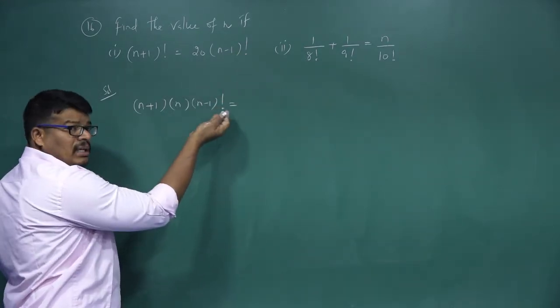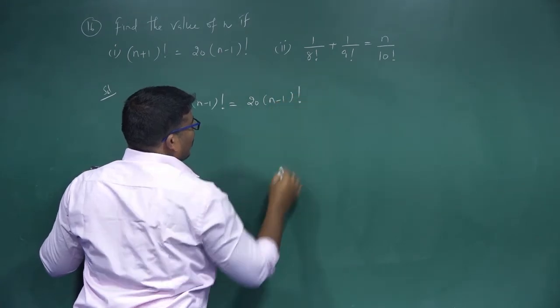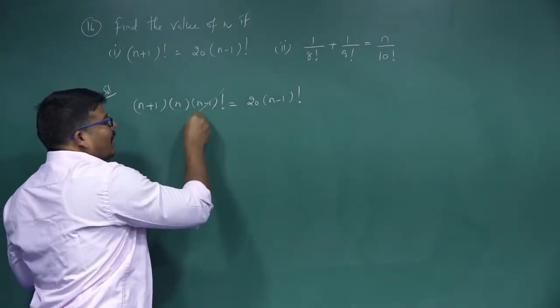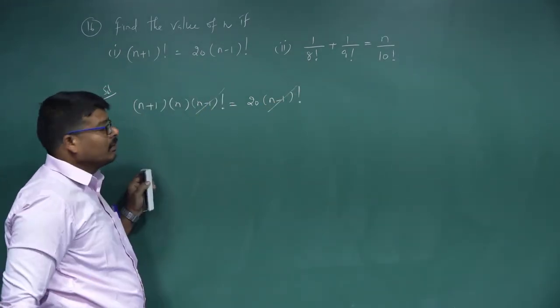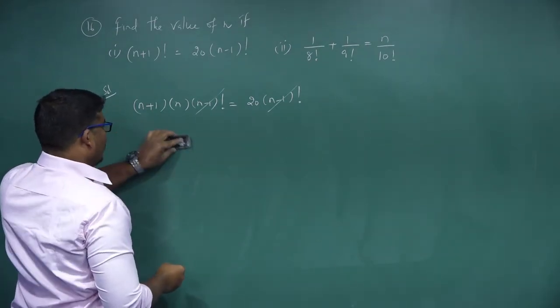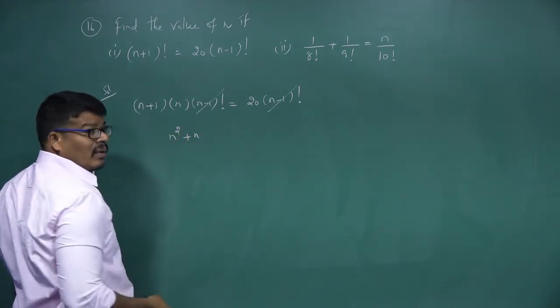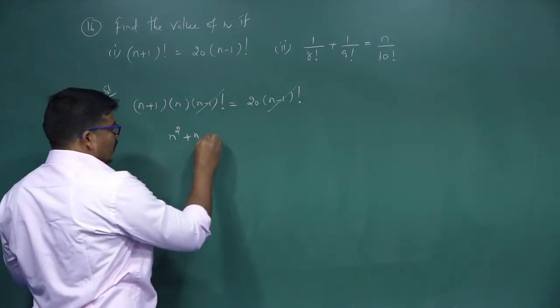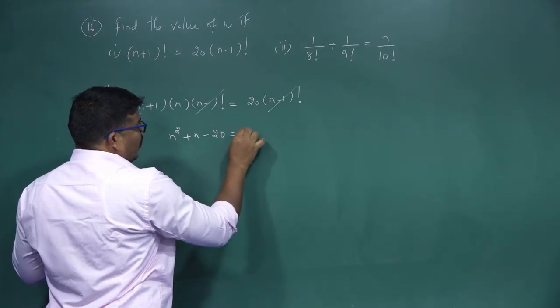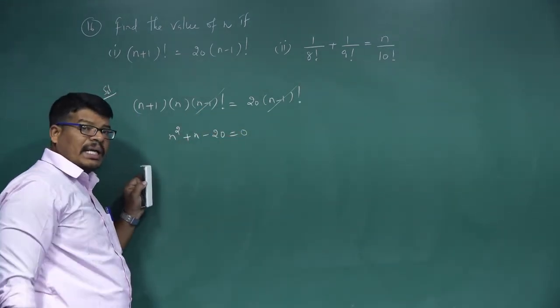So (n minus 1) factorial is enough. 20 into (n minus 1) factorial. Now cancel the value (n minus 1) factorial; (n minus 1) factorial cancels. The remaining (n plus 1) into n multiplied by n into n is n squared. n squared plus n equal to 20. Taking 20 to this side, minus 20 equal to 0. n squared plus n minus 20 is a quadratic equation.